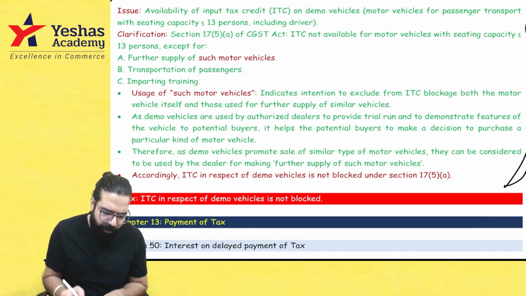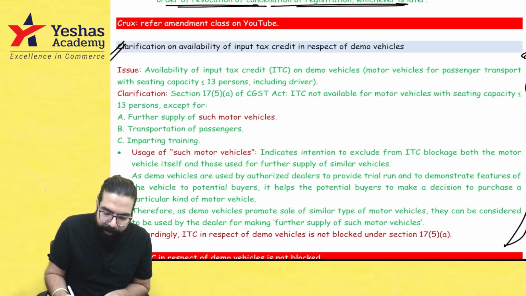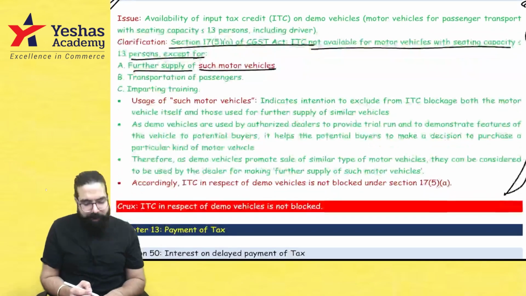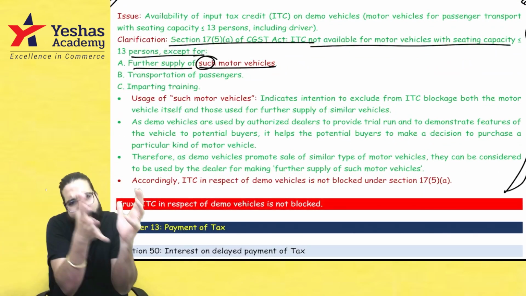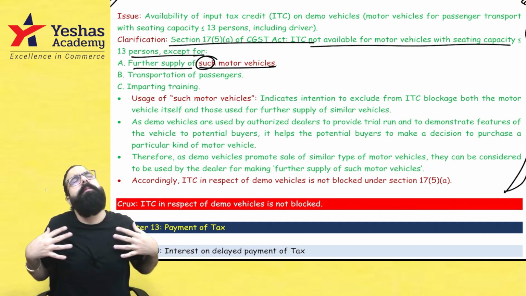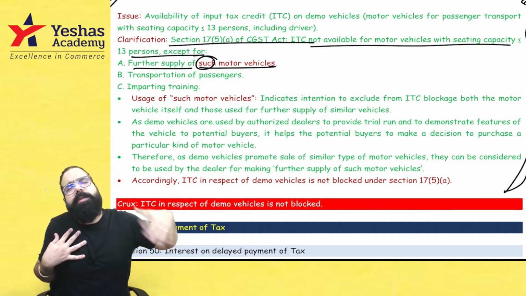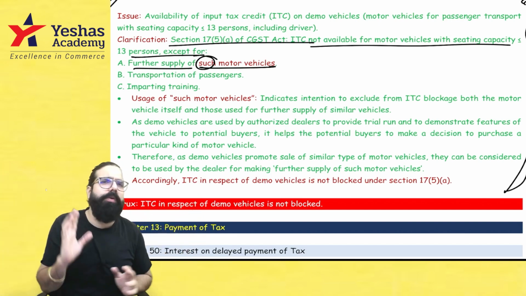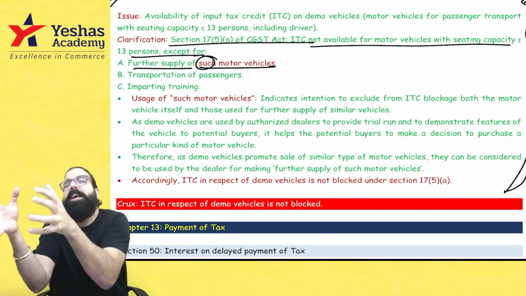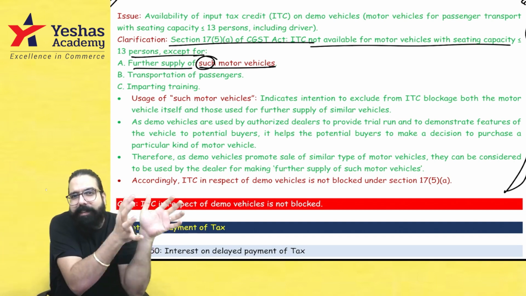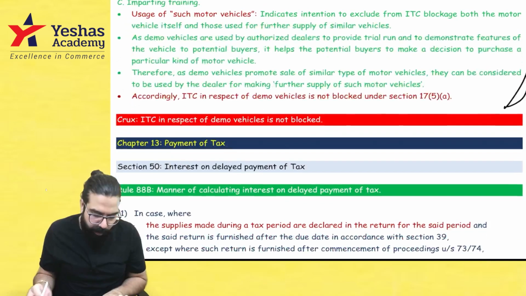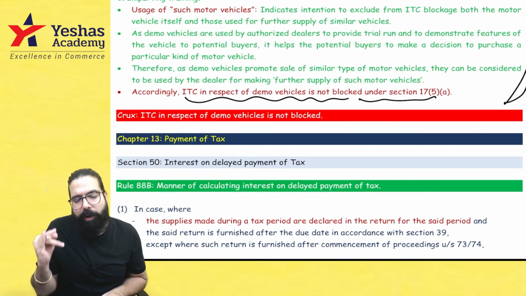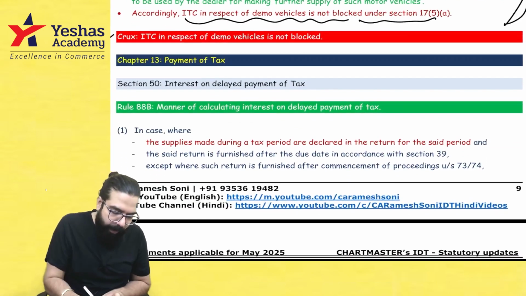This was one point which was told: sir, generally motor vehicle credit is blocked, but for the supply of such motor vehicles, when you are selling such kind of motor vehicles further, you are getting the credit. So if I am an authorized dealer, I am selling motor vehicles which are i10 cars, and I have got one demo car from the company, can I take the credit? Yes, you can take the credit because you are engaged in supplying of such car. That's all they have told. ITC in respect of demo vehicle is not blocked. It means demo vehicle credit is allowed. Remember this for your exam. Done, sir. This point is clear.